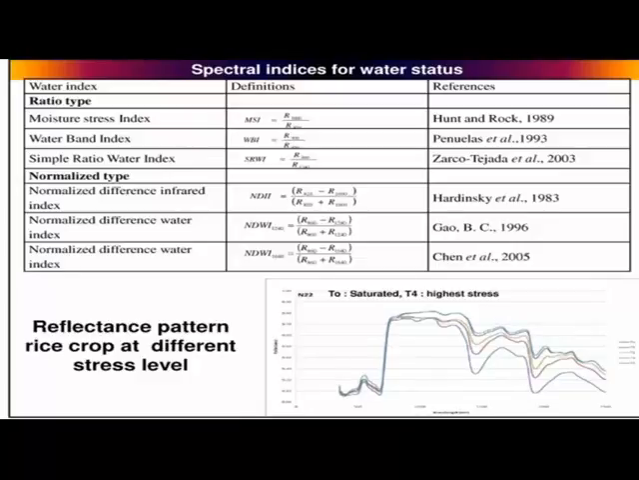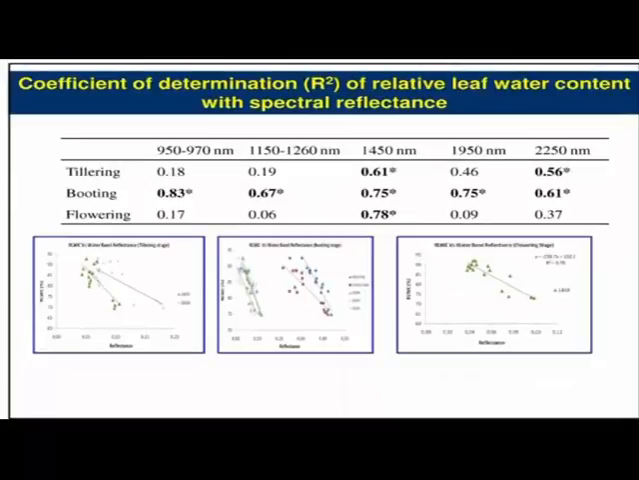So you can see here different sensitive bands taken: 950 to 970, 1150 to 1260, 1450, 1950 and 2250, and at different stages the relative water content prediction equation was developed and R square value was measured. You can see in the booting stage the relative water content prediction equation was found to be very good, and you can see here the relationship of how they are with respect to different wavelength ranges and relative water content.